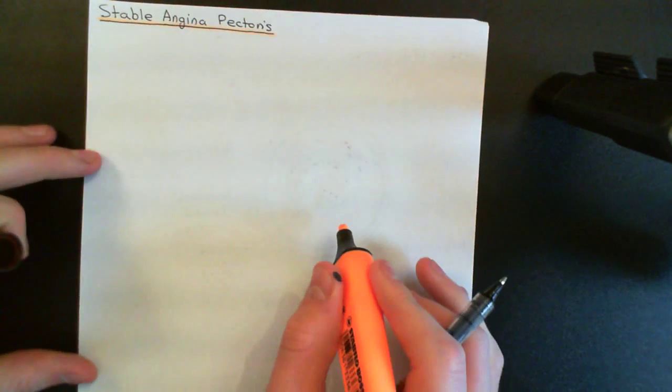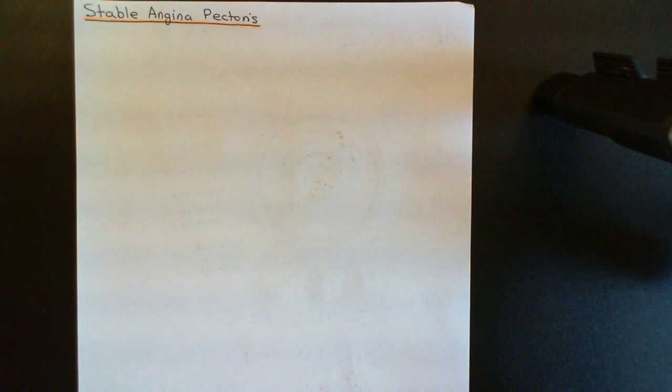Okay, so firstly, let me describe what actually is stable angina pectoris. So we'll start by defining it, and then we'll understand why having this atherosclerotic plaque in your left anterior descending coronary artery, for instance, is going to actually lead to stable angina pectoris.